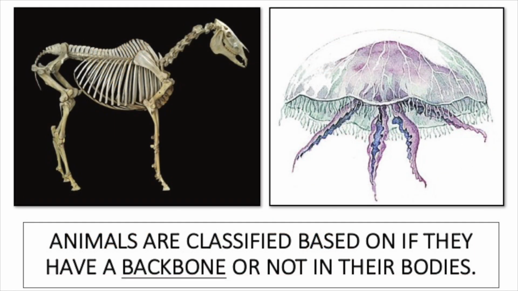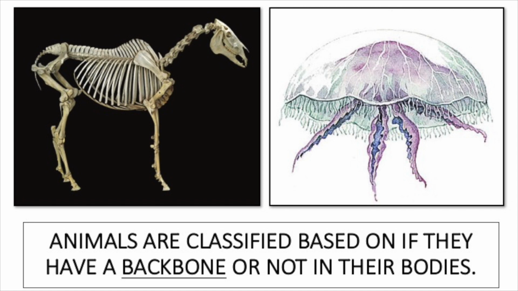Animals are classified based on if they have a backbone or not in their bodies. Yes. For example, here, does anybody know what animal this skeleton is of? Horse, yes. Is a horse an invertebrate? No. Correct. Because if we look closely at the horse skeleton, we can see something here. We can see the backbone. This is the backbone of the horse here.